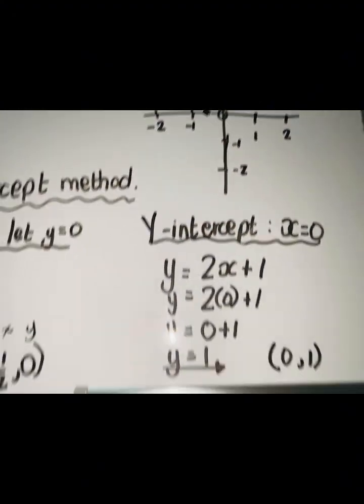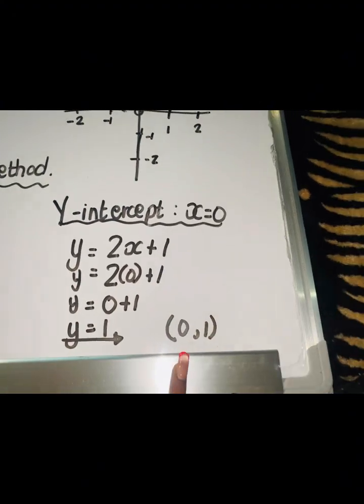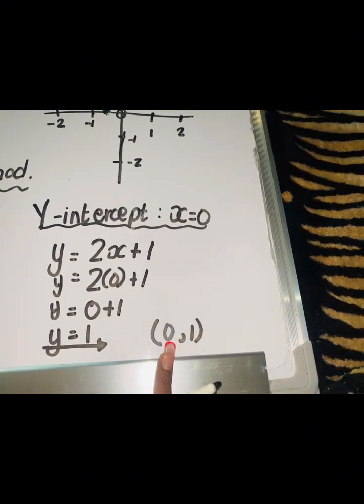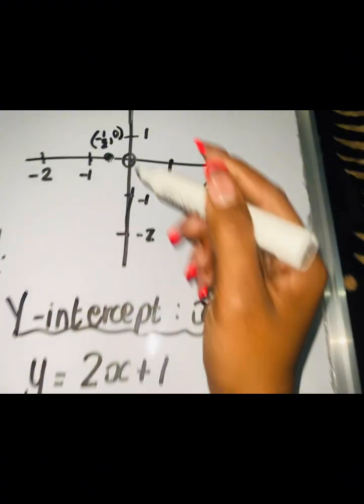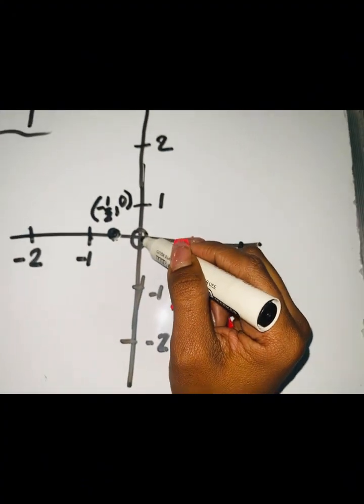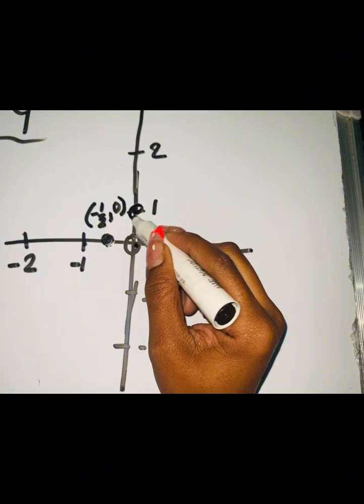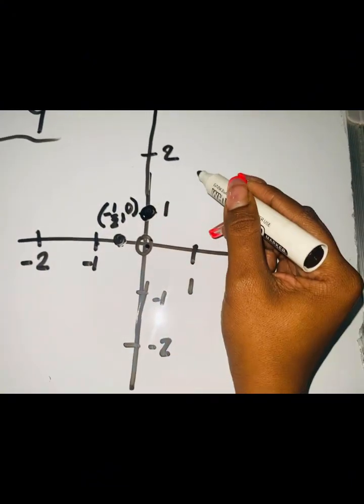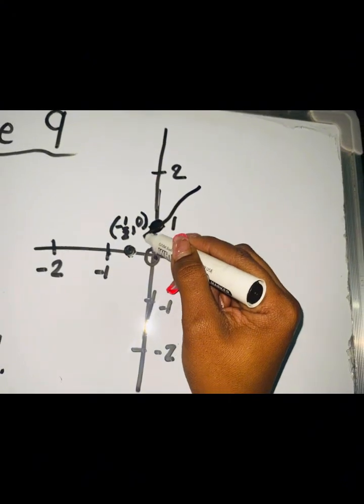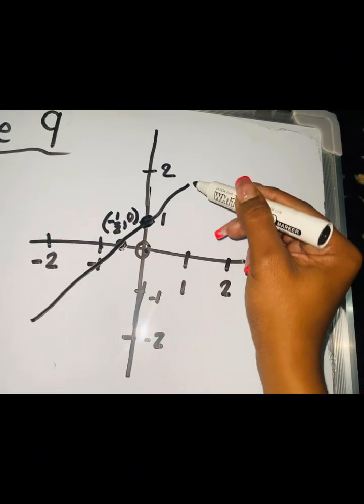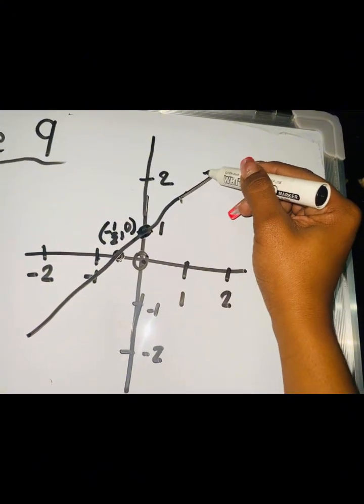That's our point. Our second point says on the x-intercept we must be at 0, but on the y we must be at 1. So this is our second point. Now we connect our 2 points together and we draw our straight line.